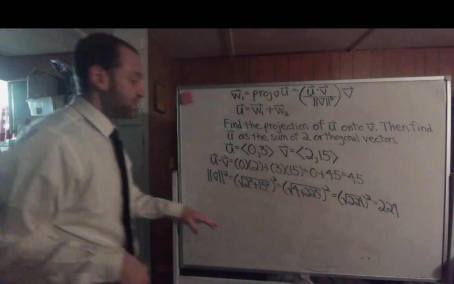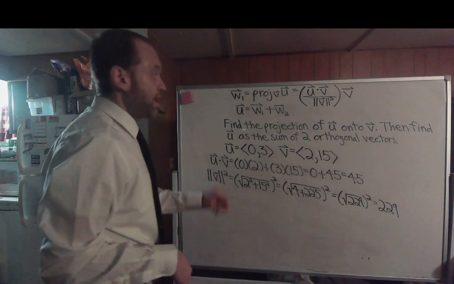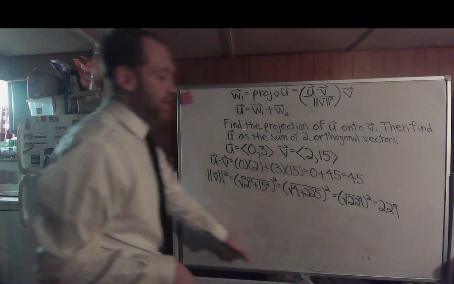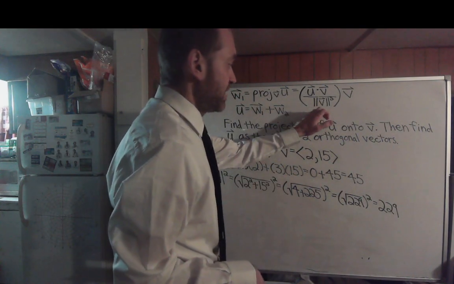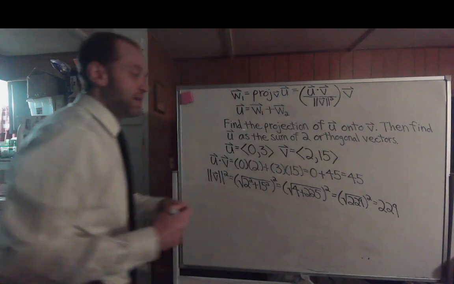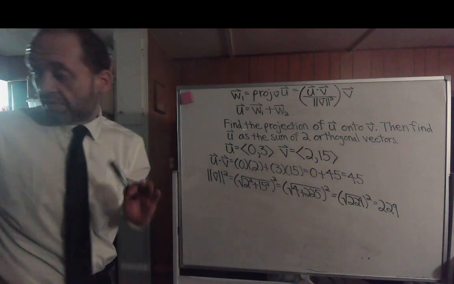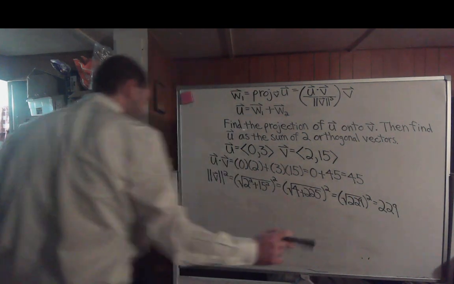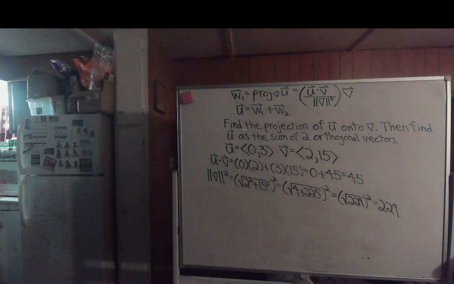Now we just have to take our value for the dot product of u and v divided by that magnitude of vector v squared and multiply that times vector v. But before I do that, I would like to see if 45 and 229 reduce.